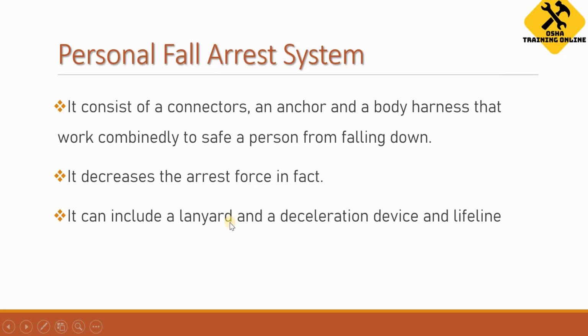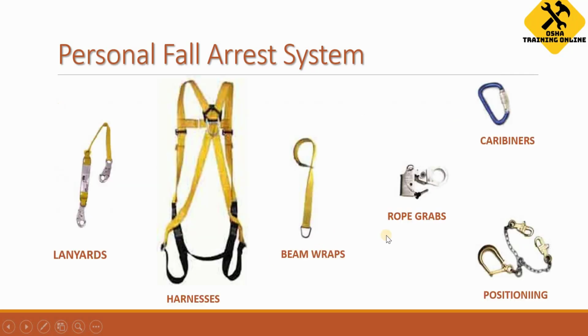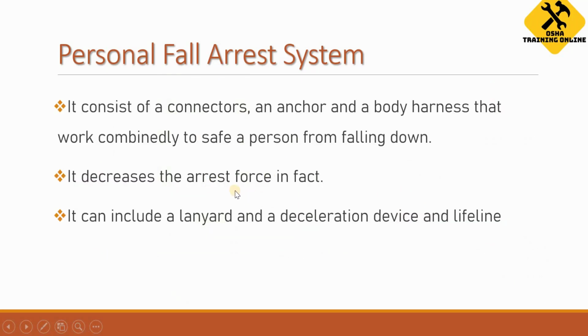In the previous slide we have seen two terms. One is arrest force and the next one is deceleration device. So what happens, let's suppose, when a worker falls down? This is basically a deceleration device, the rope grab. When a worker falls from height, the worker is controlled and connected with these devices, and a pressure or a force will be exerted on the worker. So this rope grab basically decreases that pressure, and it decreases the arrest force.